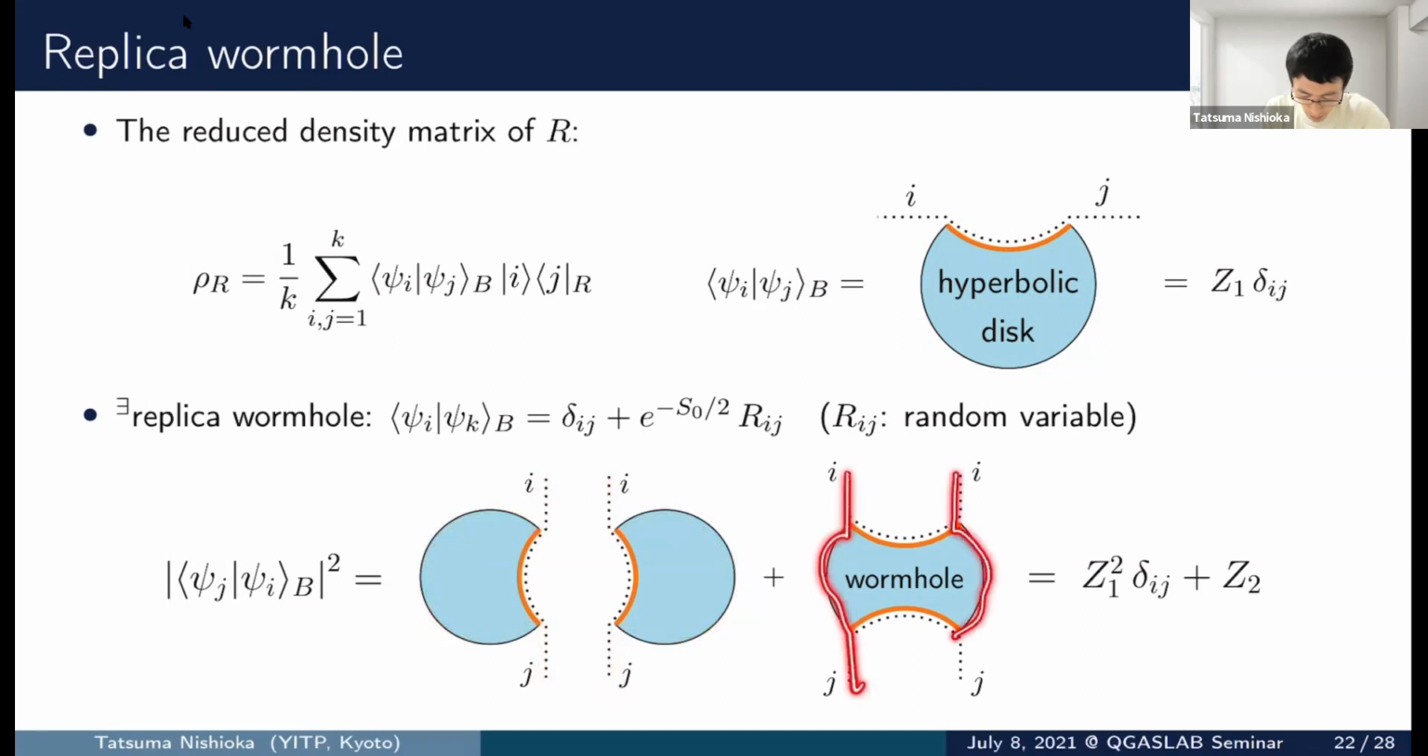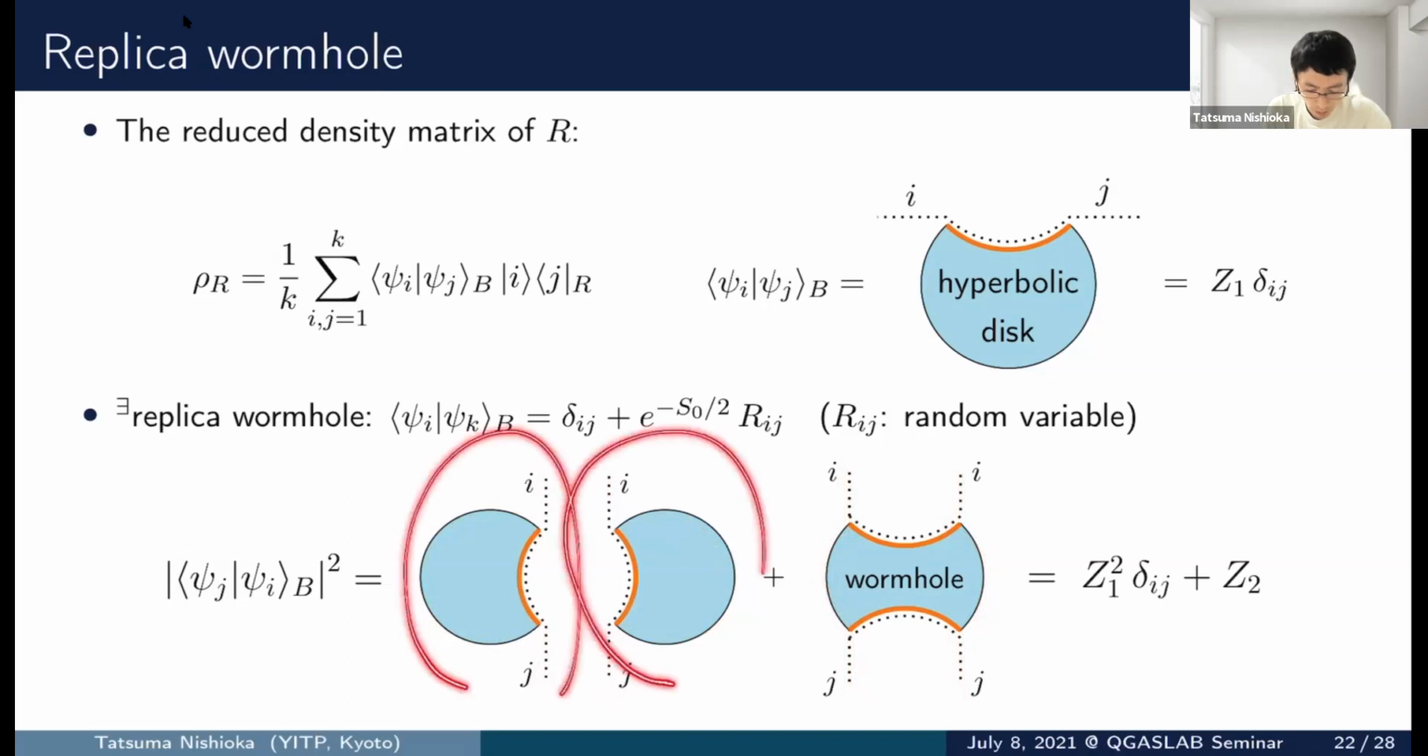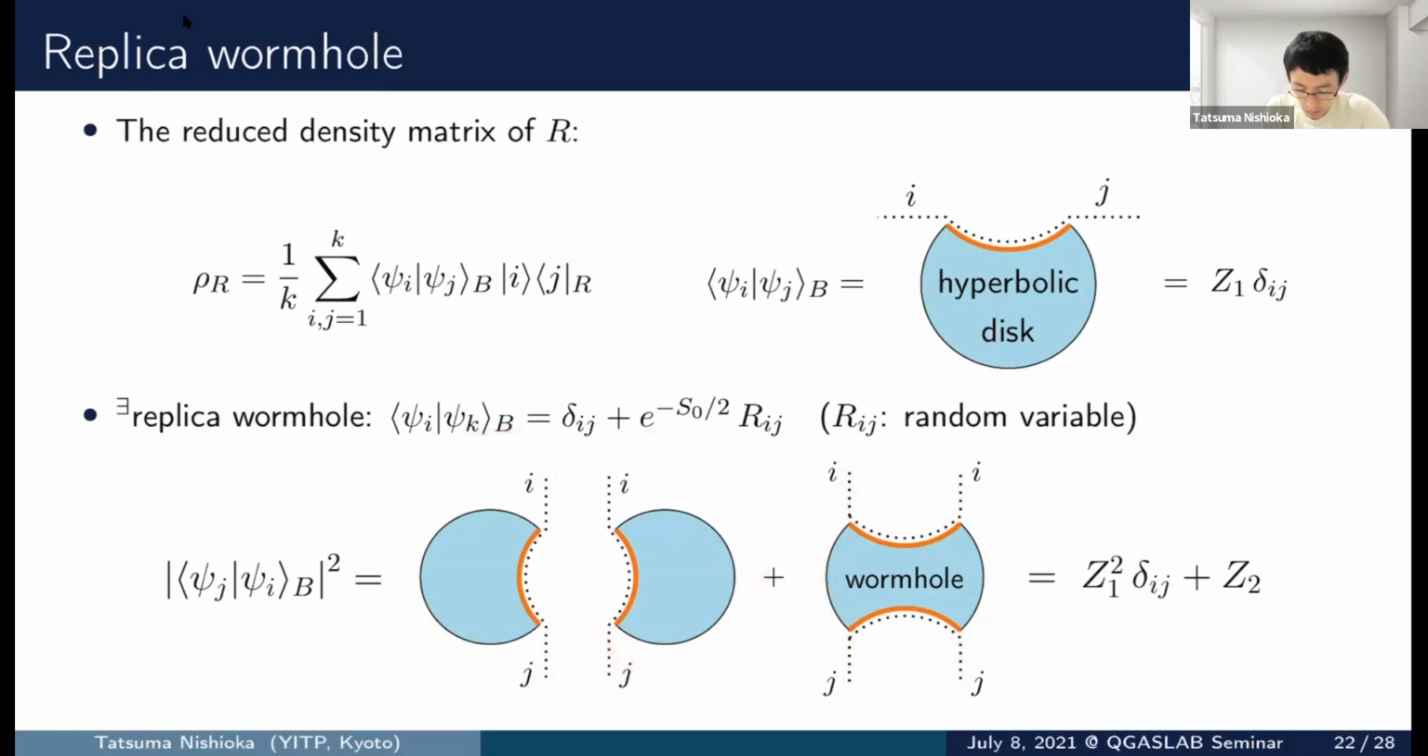But then there are two types of configurations. One is the disconnected one, but there is another configuration, which looks like this. Okay, this is one more configuration. So this is the asymptotic boundary, and they are disconnected. But the gravity can connect these two asymptotic boundaries like this. So this is nothing but a wormhole connecting two disconnected boundaries. Okay, so there can be two configurations.